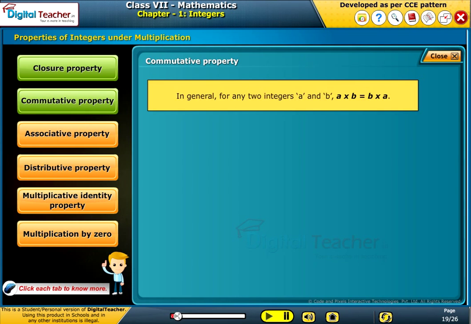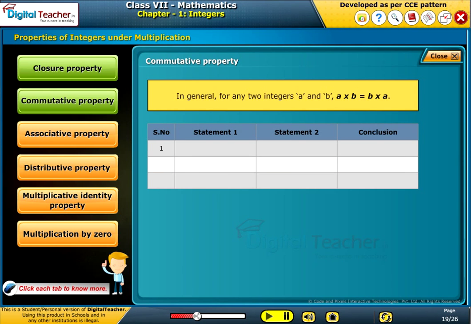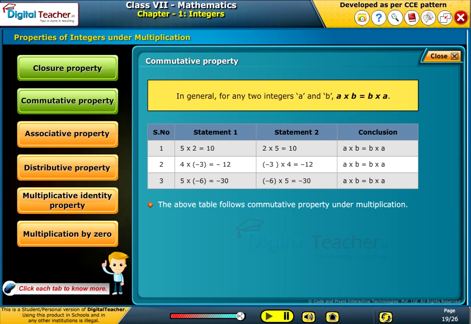Commutative property defines that for any two integers a and b, a into b is equal to b into a. In the first statement, 5 into 2 is equal to 10, and in the second statement, 2 into 5 is equal to 10, and it concludes that a into b is equal to b into a. Same for the second and the third statements also as shown in the table. Therefore, the above table follows commutative property under multiplication.